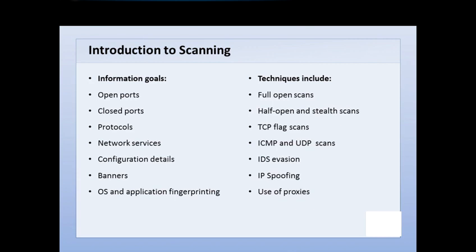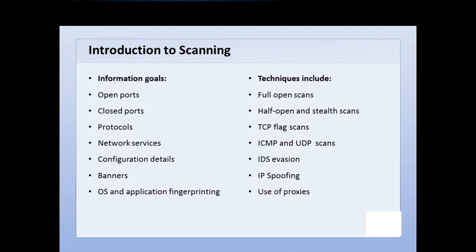If we can get any configuration details, that's a plus. Any banners that might help us fingerprint the operating system and applications would be great. If we can get information on what a particular web server is running, such as a particular version of Apache or Internet Information Services, that can help us out as well. Because obviously once we get this information, then we can start researching vulnerabilities to figure out what we can do, what attack vectors we can take.